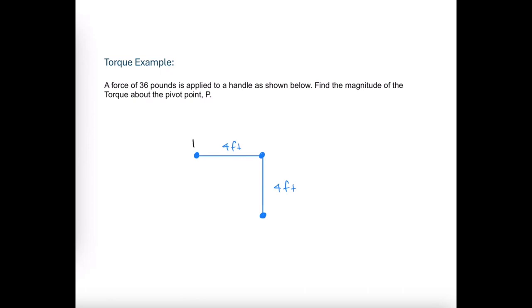The pivot point is going to be up here, and we're going to apply the force down onto this point here. The applied force is going to have a magnitude of 36 pounds, and it's going to be applied in a direction that is 30 degrees from this horizontal line here. So this is our force vector, and our force vector has a magnitude of 36 pounds.